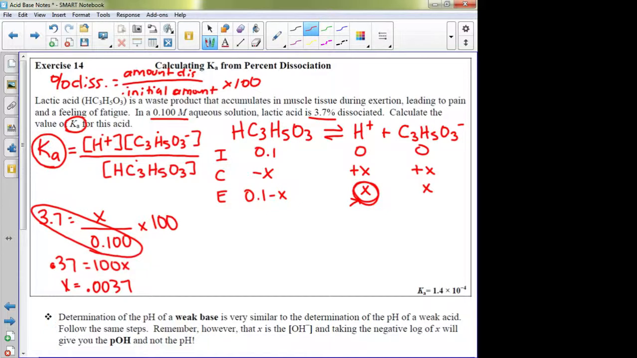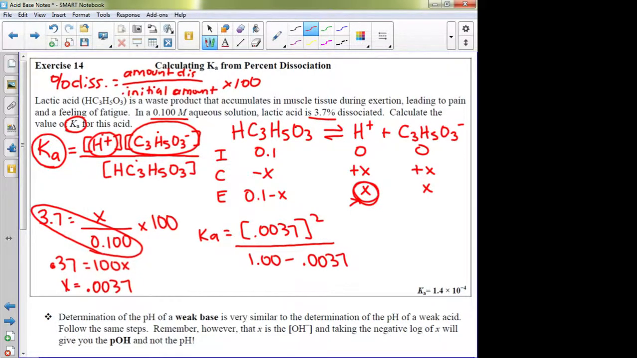Everybody with me so far? Yes. So now that I know what X is, here and here, can I figure out my value of Ka? Absolutely, right? All I have to do is plug it into this equation. So Ka is going to be equal to, what's my value of X? 0.0037. So that's my concentration of my hydrogen, and that's also my concentration of what? My negative ion, right? So I can just say that that's equal to 0.0037 squared divided by 1.00 minus what?